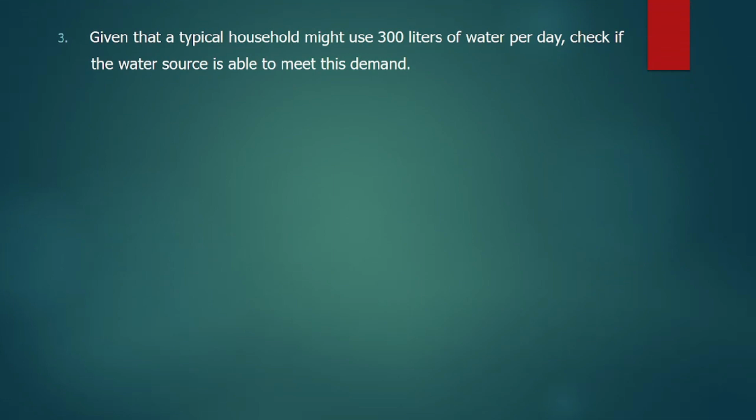Last question is that, given that a typical household might use 300 liters of water per day, check if the water source is able to meet this demand. So our flow rate of the source is 2,486.331 liters per day, which is far more than the consumption, which is 300 liters. Therefore, our water source is able to meet the demand of a typical household.